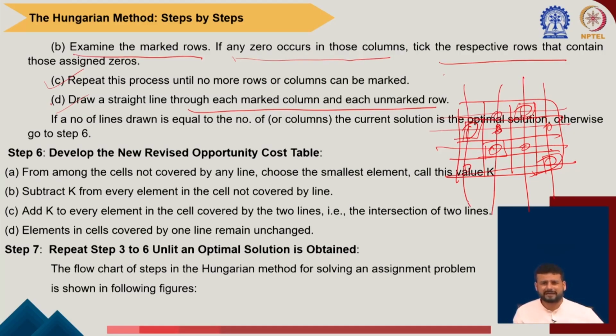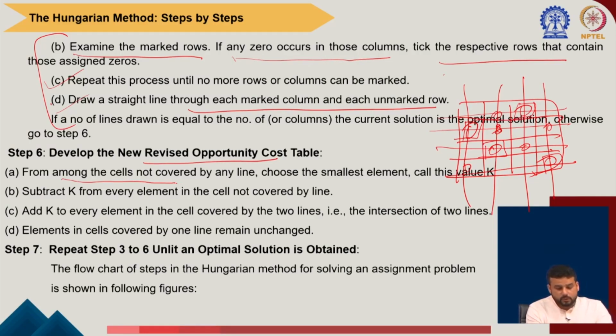If it is a small matrix, just by visualizing that matrix, maybe you can draw the minimum number of lines. But if the order of the matrix is bigger, then you need to follow these steps, and these steps I have already listed. We'll do one numerical to see how we follow these steps, and then how we'll revise the opportunity cost table.